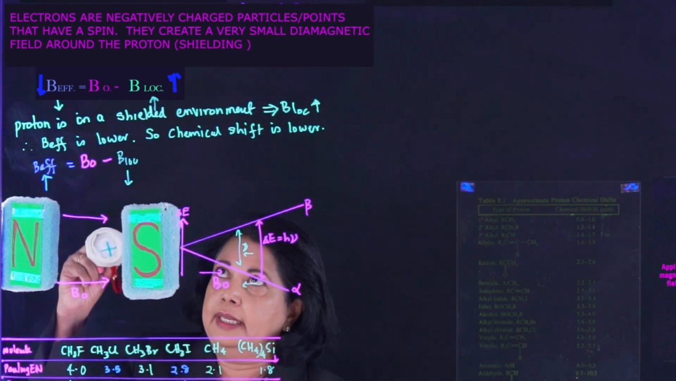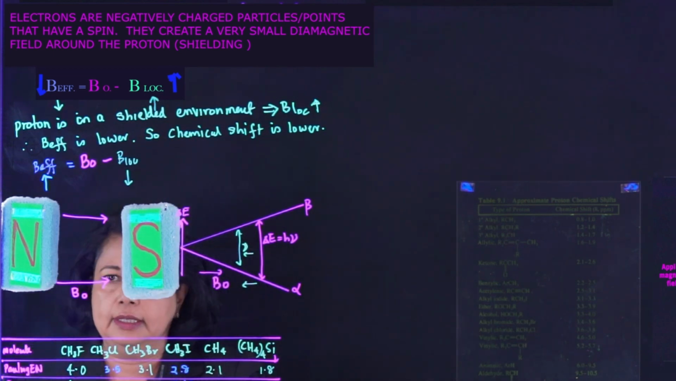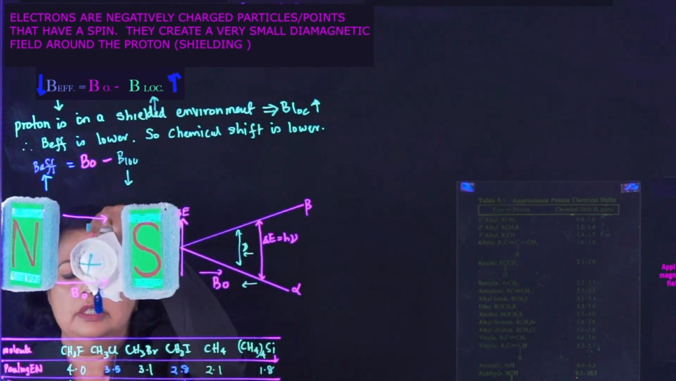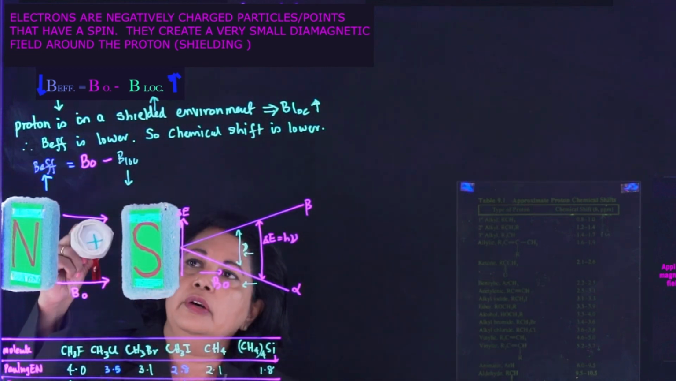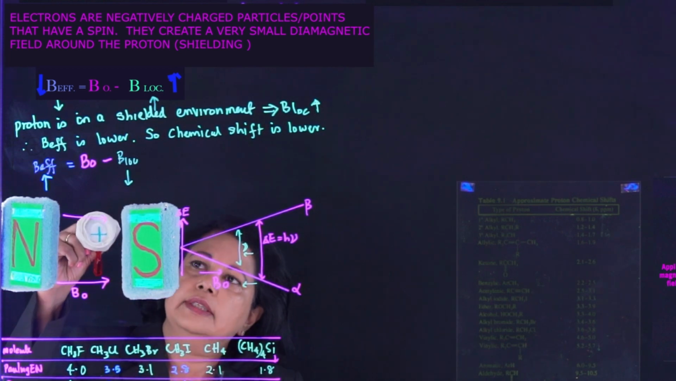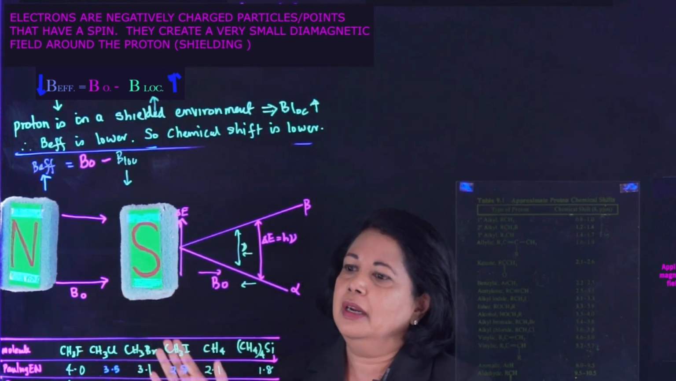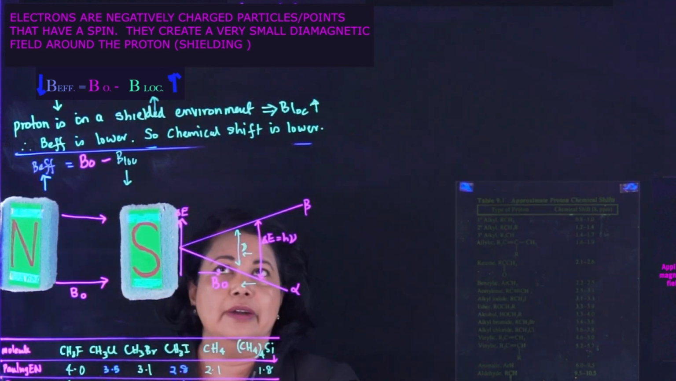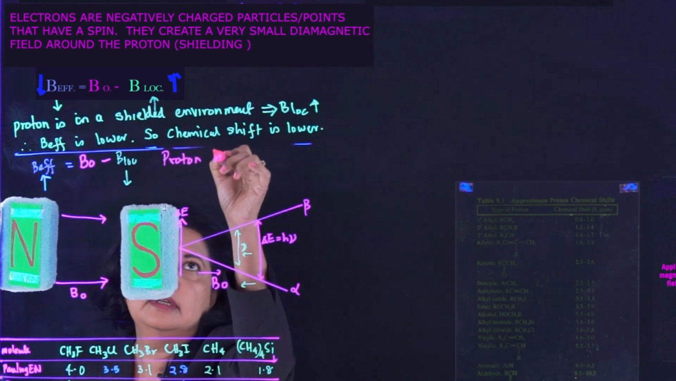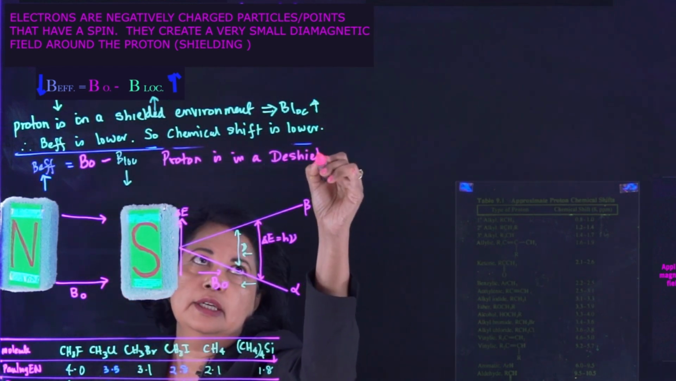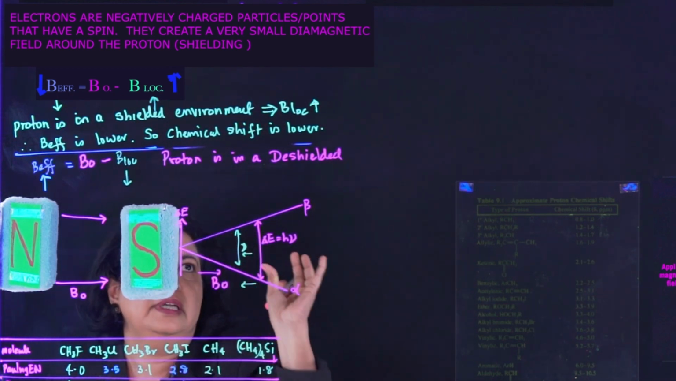So what this means is protons in a shielded environment, so if this is shielded, that means it's got a shield of electrons around it. The electrons are shielding it from the magnetic field. Here, you are pulling those electrons out and you're de-shielding it. So when the proton is in a de-shielded environment, that means the electron density around the proton is thinning out or less.